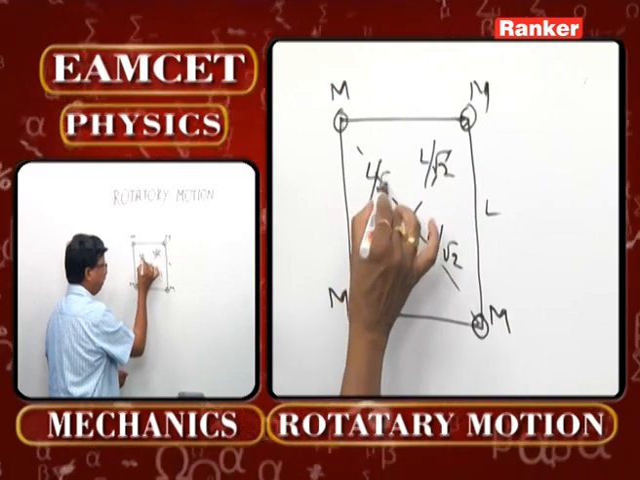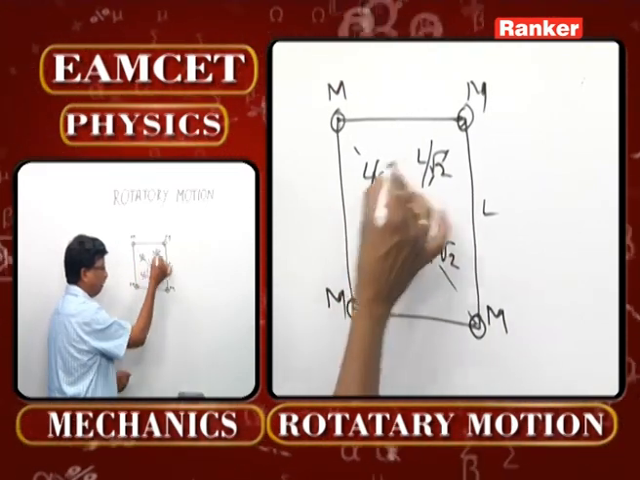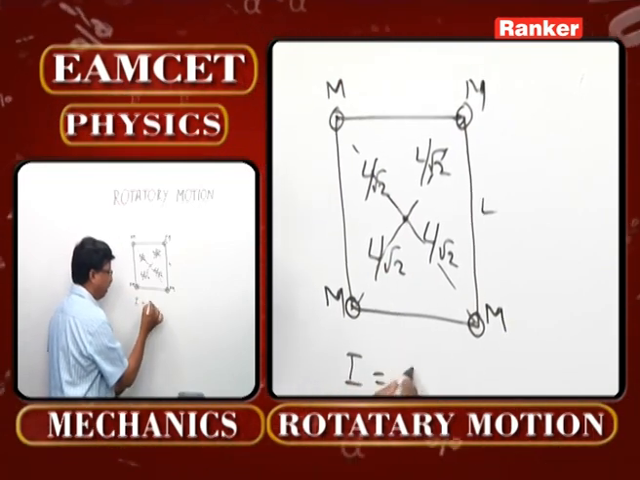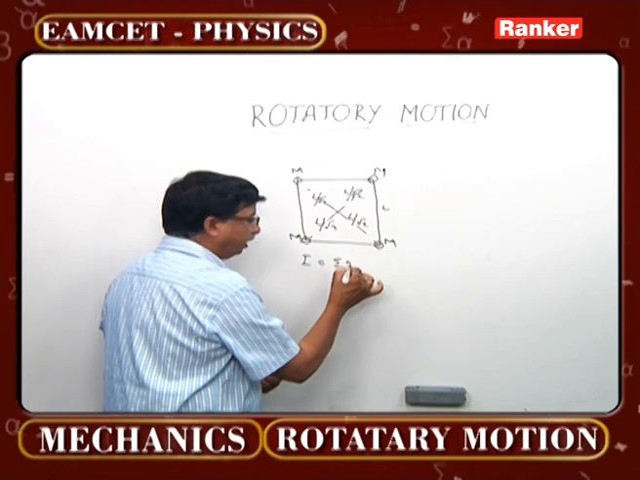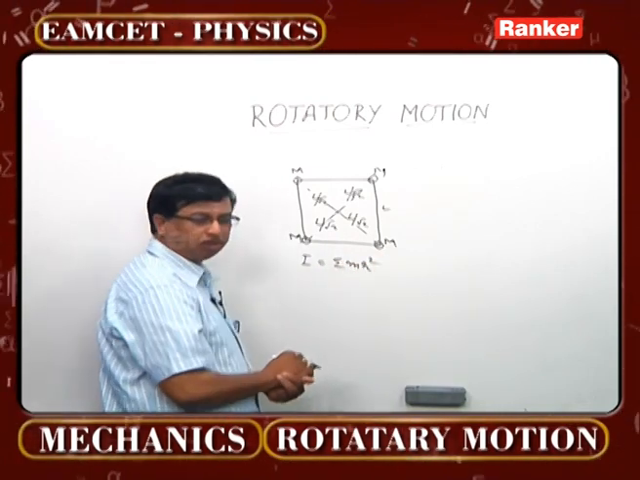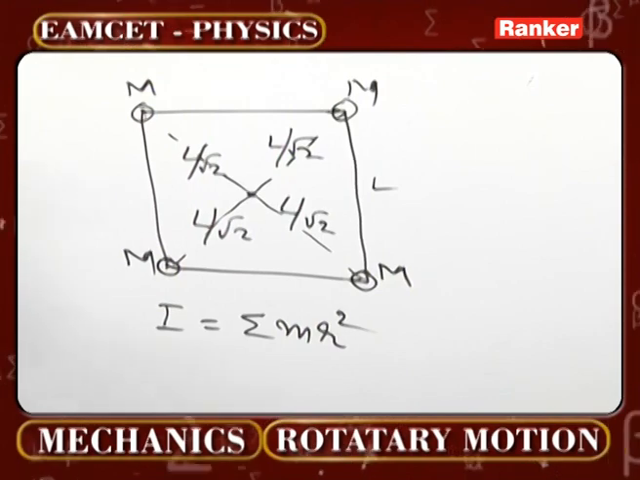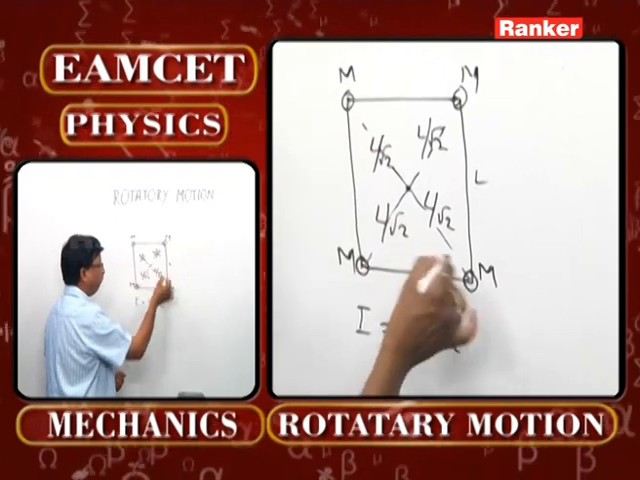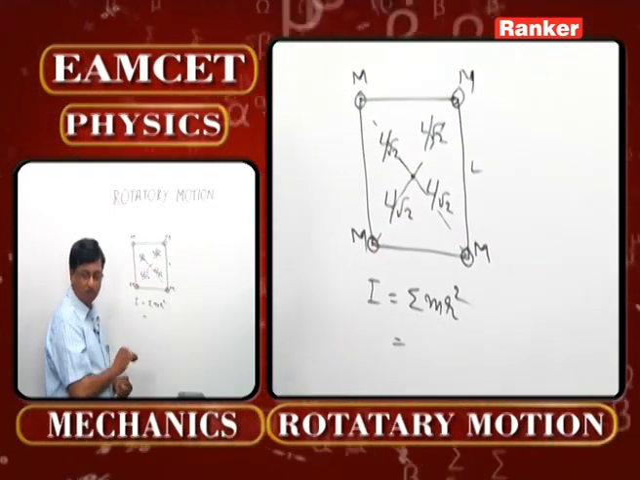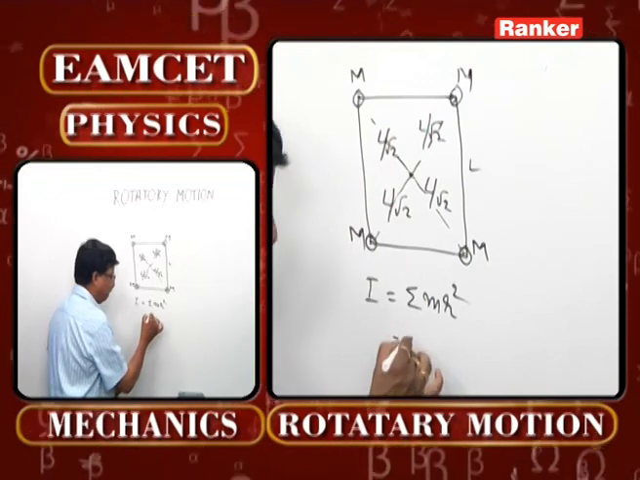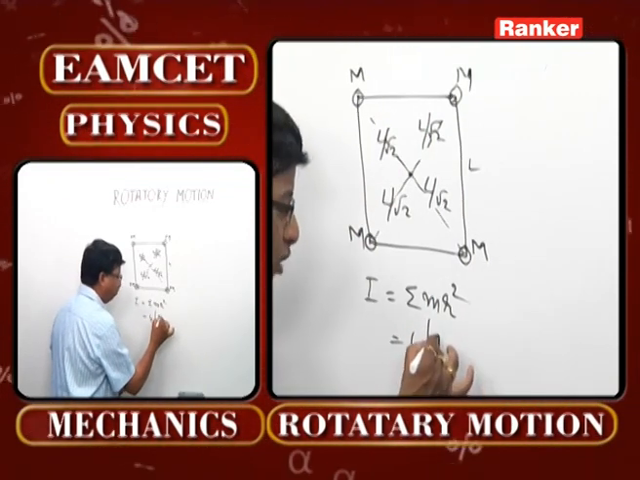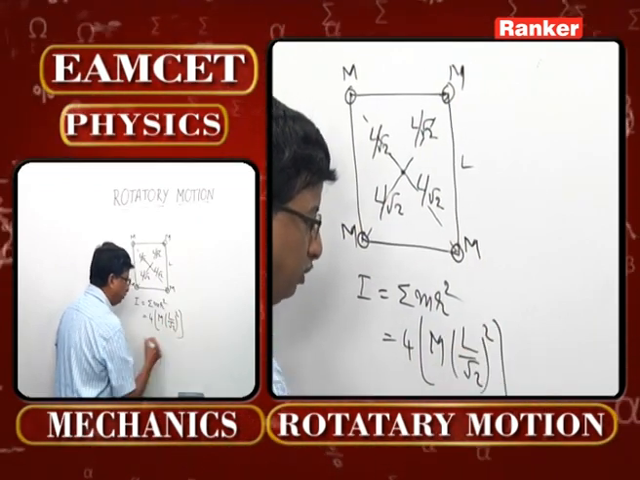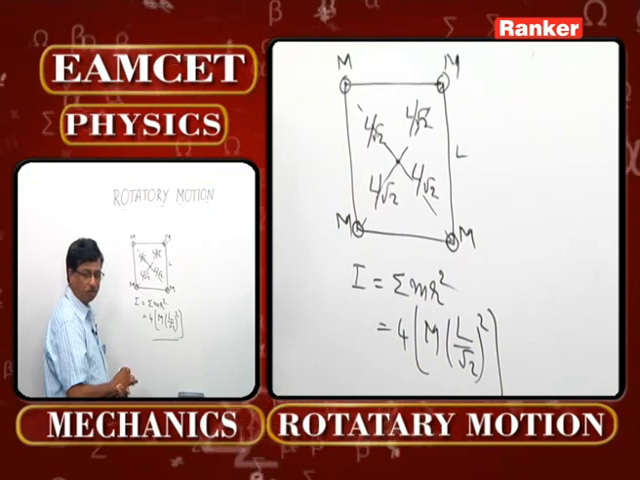This distance is L by root 2. Even this also is going to be L by root 2. All the 4 values are L by root 2 each. Now what is moment of inertia? When many bodies are there, sigma m r square, we used to write the formula for that. Sigma stands for the sum here. Now how many bodies we have? 4. All of them are having the same mass, same distances as well. Therefore 4 times m into, what is the distance here? L by root 2 whole square. This is supposed to be the total moment of inertia of the system.